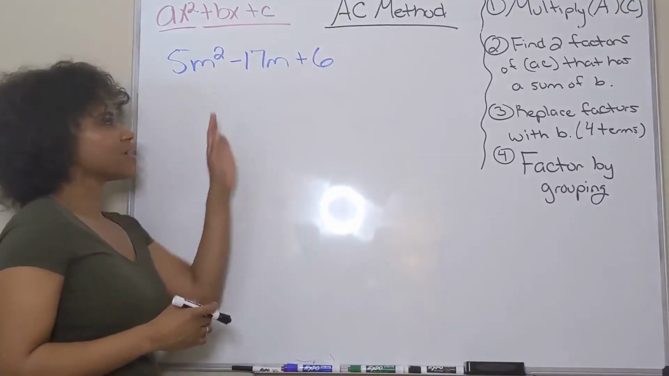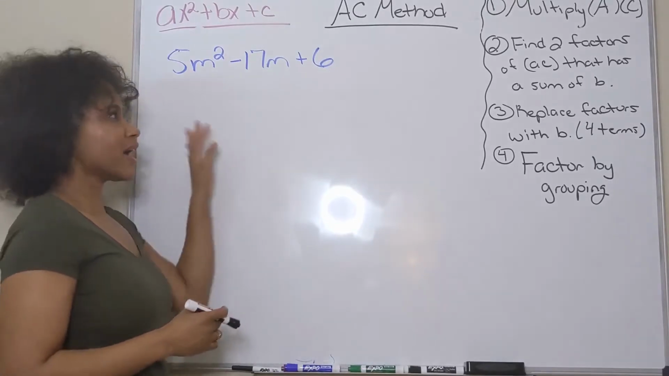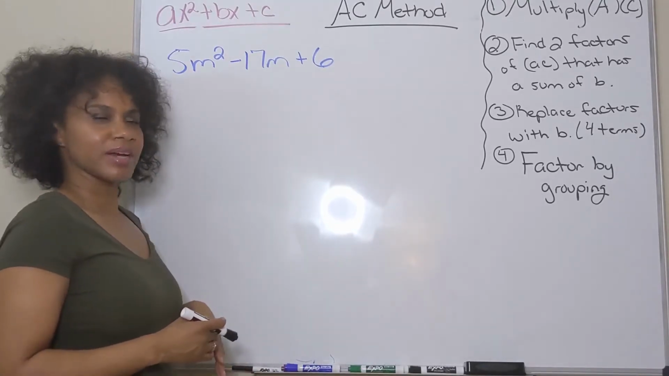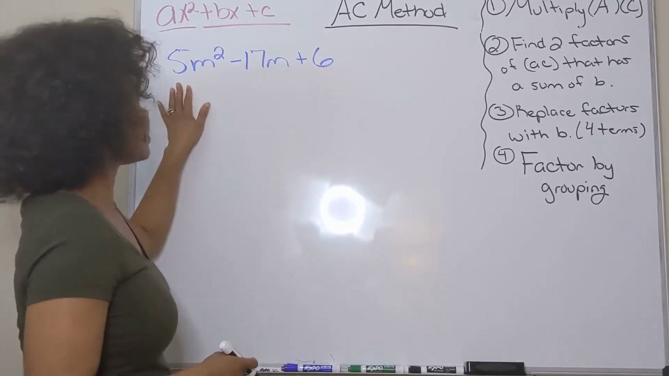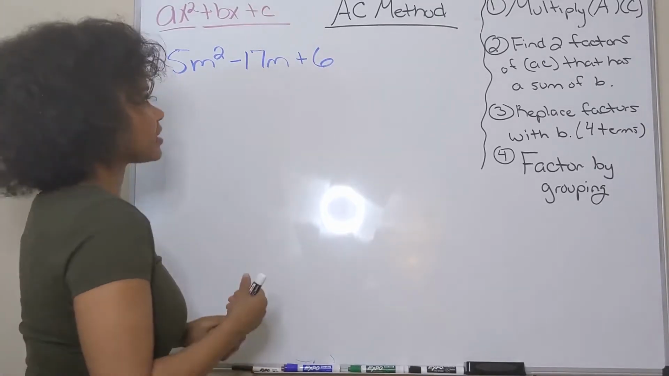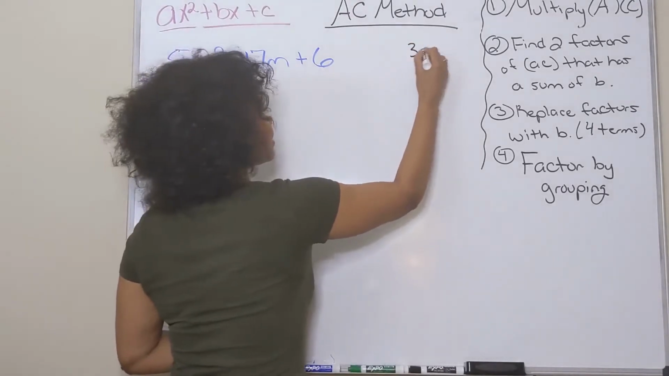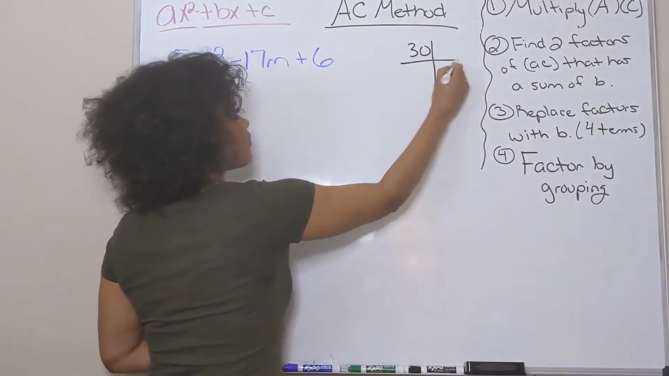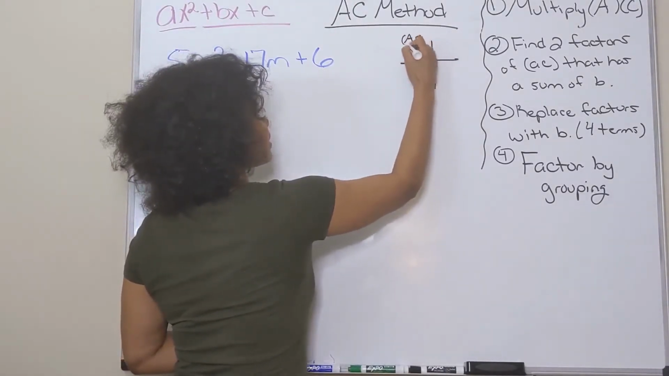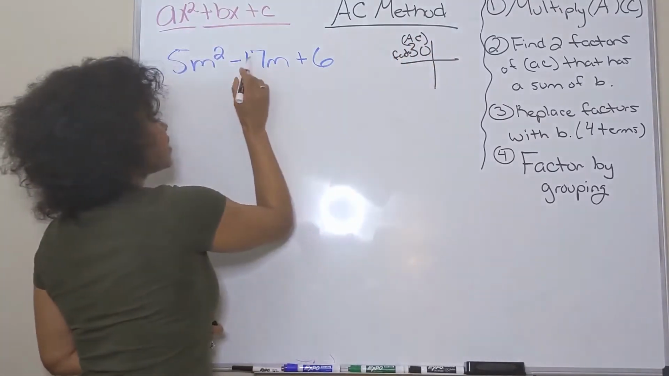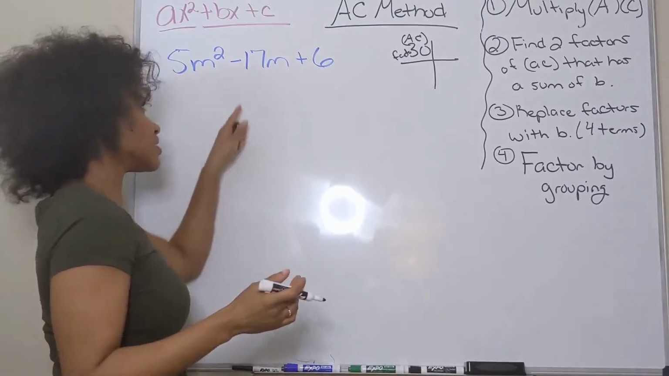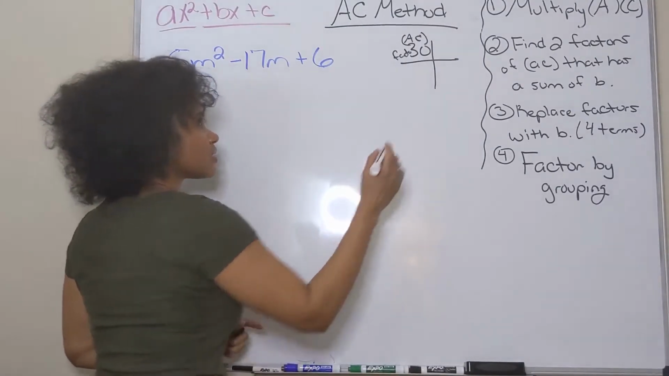Alright, so let's try another one right here. So we're going to factor using the same method. Alright, so again, first up, multiply a times c. So that would be 5 times 6. I get 30. I want to find factors of 30 that give me negative 17. And it's negative 17 because I have a minus 17. So same thing.